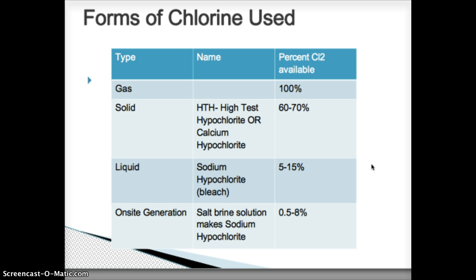The forms of chlorine used. There are 4 types: gas, in which the chlorine is 100% available; solid, which is often called HTH, high test hypochlorite, or calcium hypochlorite. It's 60 to 70% available chlorine. Liquid, also known as sodium hypochlorite or bleach, is available at 5 to 15%. And then there's the possibility of on-site generation, using a salt brine solution that makes sodium hypochlorite, in which only 0.5 to 8% of chlorine is available in that preparation.